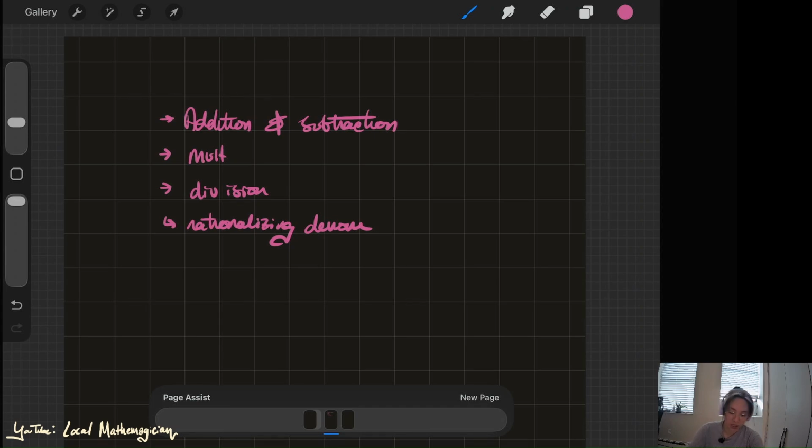Today we will be covering operations on radical functions. So we'll start with addition, subtraction, and then we'll do multiplication, and we'll talk about division, and then we'll talk about rationalizing denominators. It's all pretty easy, it's all pretty straightforward.